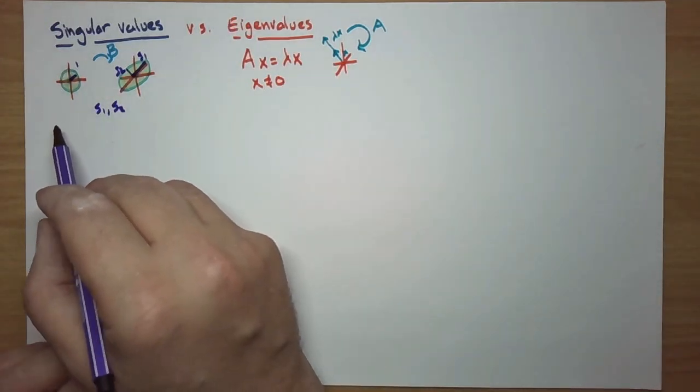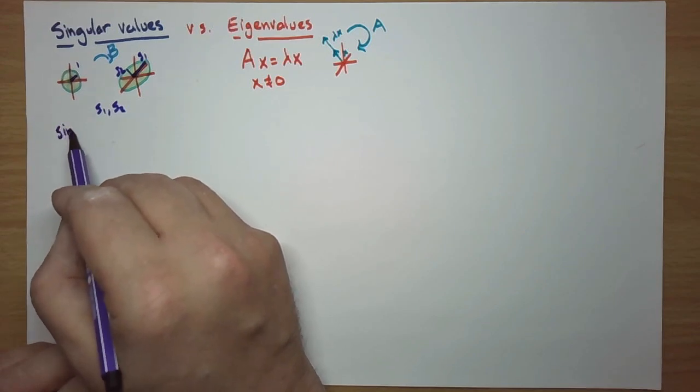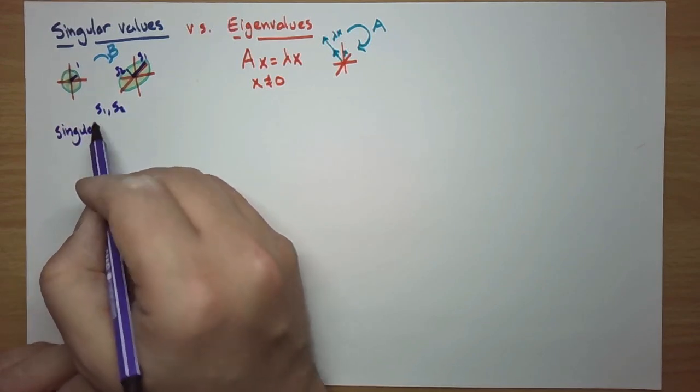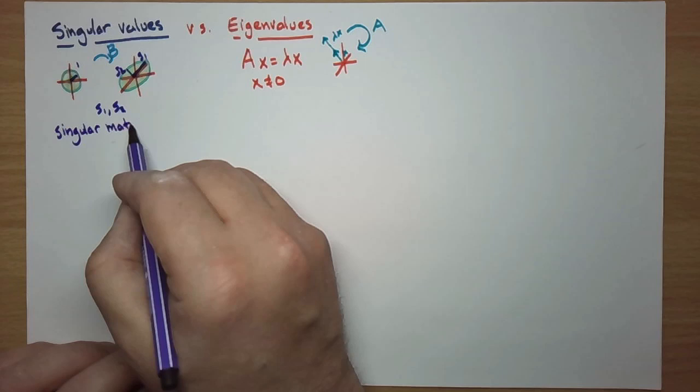And so there's a couple of things to know. Singular values work with any matrices. It doesn't have to be square.